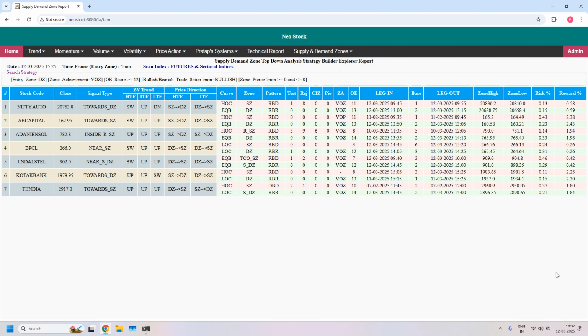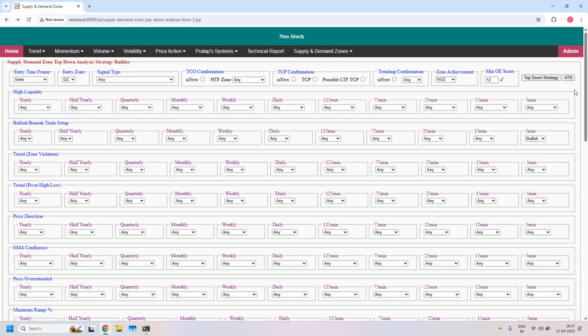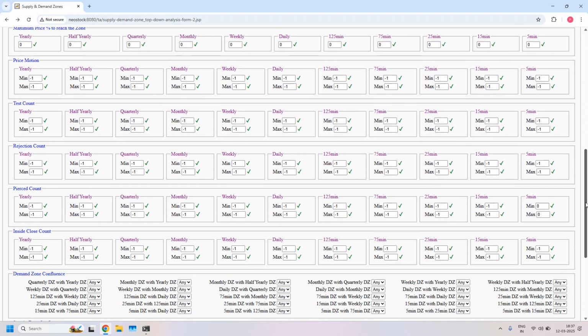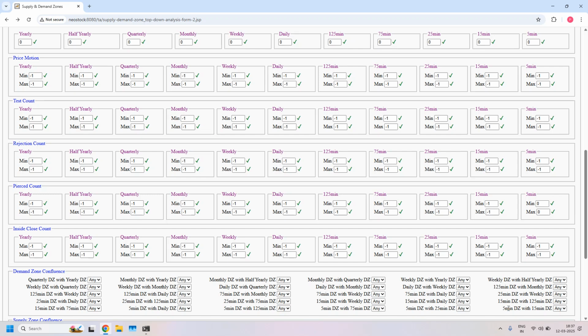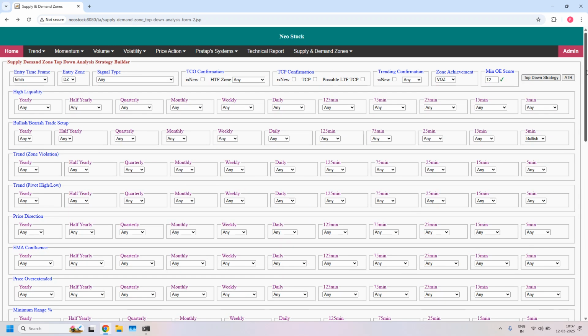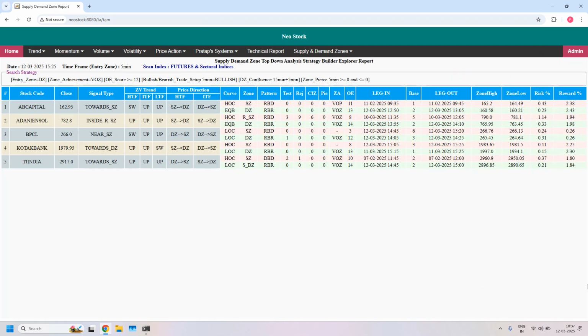Out of these 7, how many are having ITF demand zone Confluence? Because this is bullish trade setup. ITF means 15 minutes, LTF 5 minutes. So we should look for 5 minutes and 15 minutes demand zone confluence supported stock out of these 7 stocks. So in the demand zone confluence, I am setting the filter 5 minutes demand zone with 15 minutes demand zone confluence. Now we got 5 stocks.